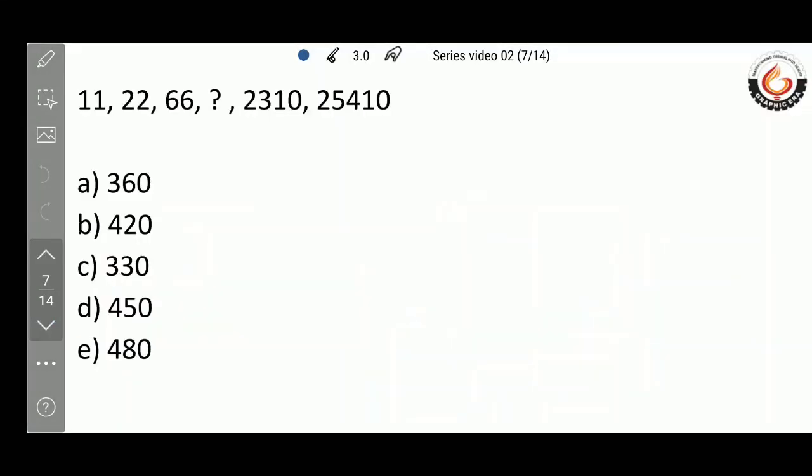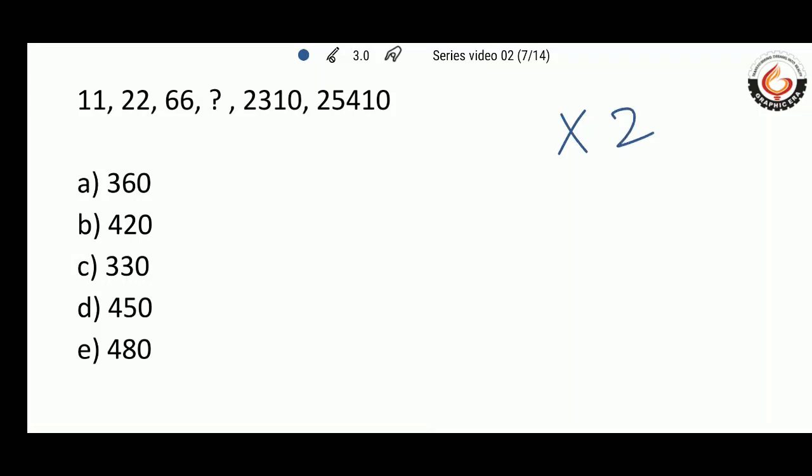Now it looks a somewhat easier one. What I can say is it is a multiplication of 2 in the first one, multiplication of 3 in the second one, third one we don't know, fourth one we don't know, and after that it is a multiplication of 11. Sorry, it is multiplication of 11 in this one. What should be multiplied by 66 to get a number, and what should be multiplied by others to get a number?